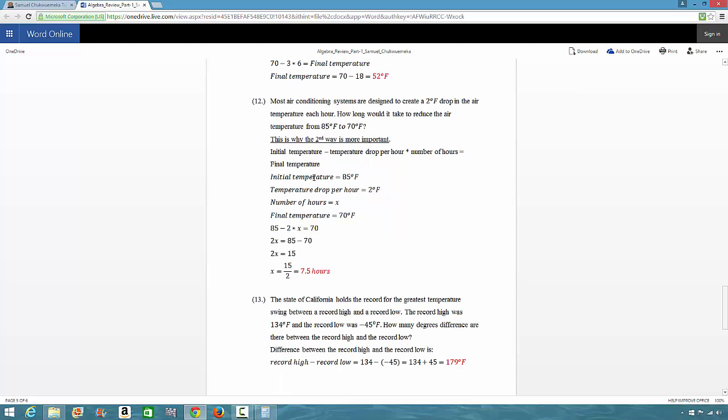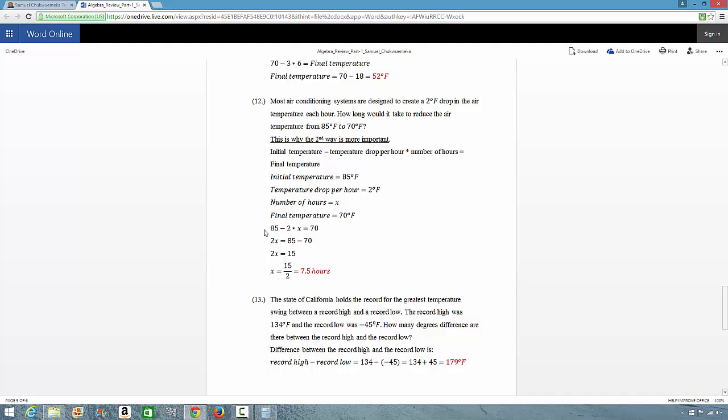If you use this formula method, in algebra, whatever you do not know, you assign it a variable. So let the number of hours be x. So initial temperature is 85 minus the drop per hour, which is 2 degrees Fahrenheit per hour, times the number of hours, equal to final temperature.